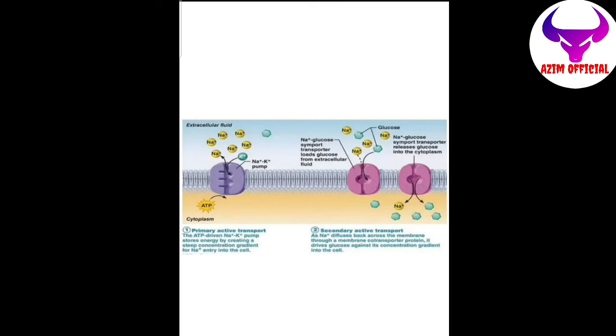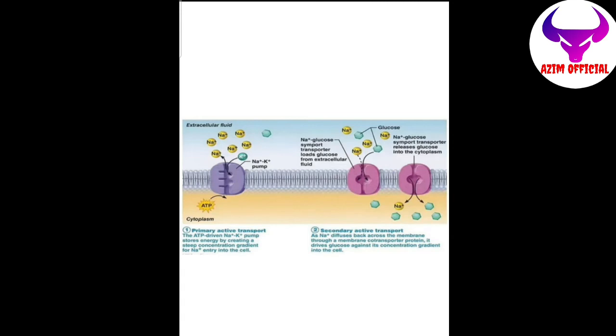So this is the primary active transport and secondary active transport picture. You can see the ATP-driven sodium potassium pump stores energy by creating a steep concentration gradient of sodium entry into the cells. See the picture closely. You can see the extracellular fluid and intracellular fluid. Inside the cell is the cytoplasm, with extracellular fluid outside. You can see the sodium potassium pump.